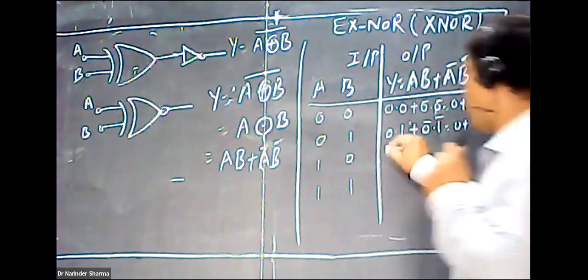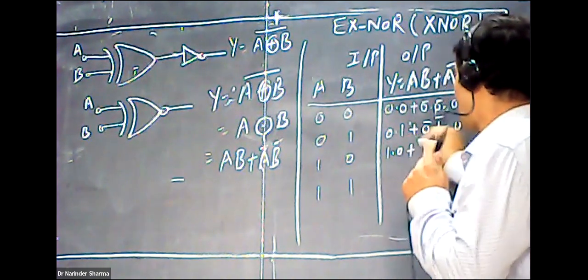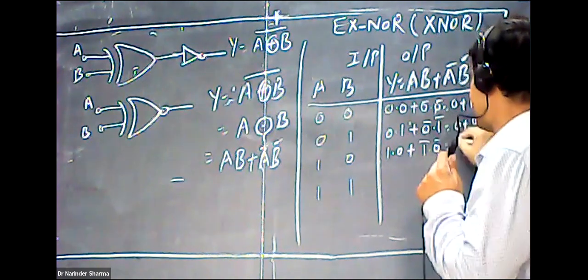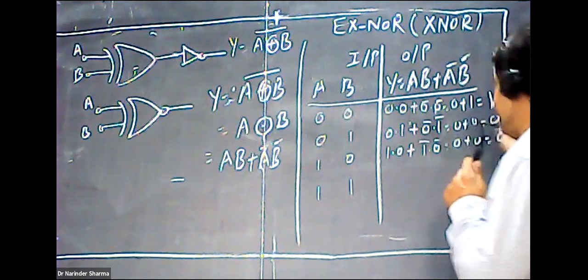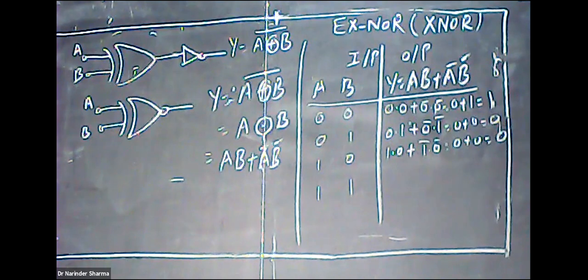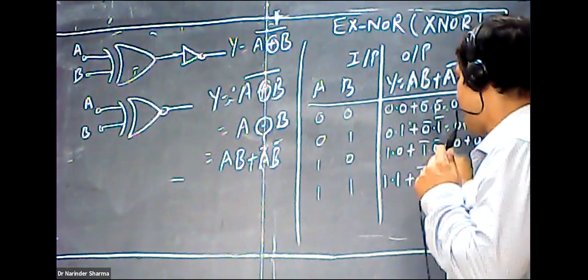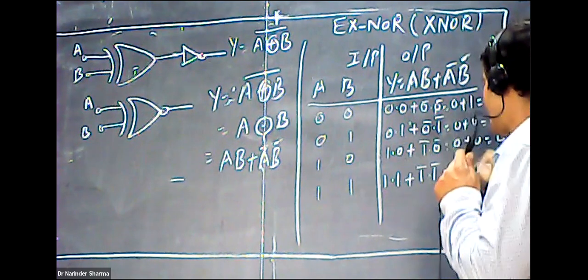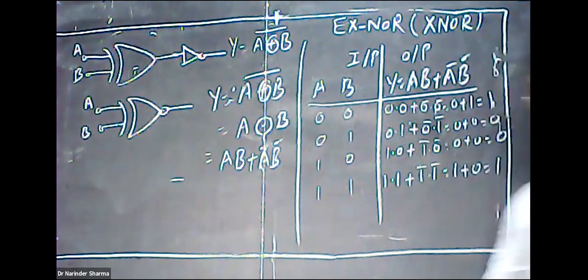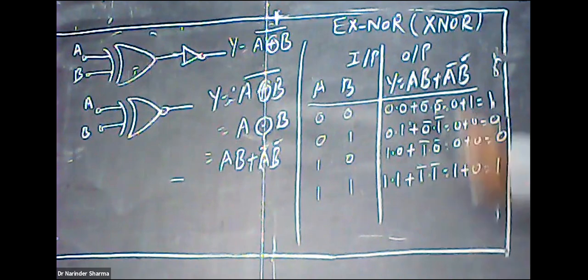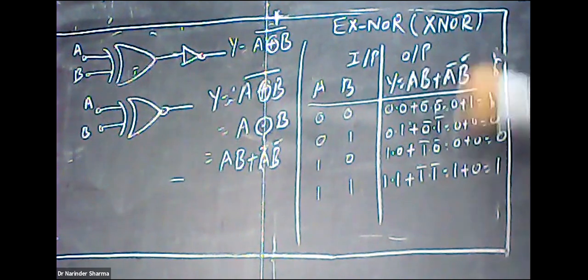Now 1 into 0 plus 1 bar into 0 bar. This is 0 plus 0, again 0. Now 1 into 1 plus 1 bar into 1 bar. This is 1 plus 0, that is equal to 1. So you simply have to substitute these values in this expression.